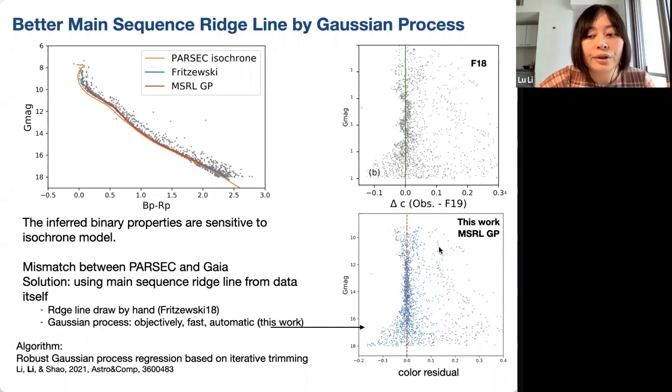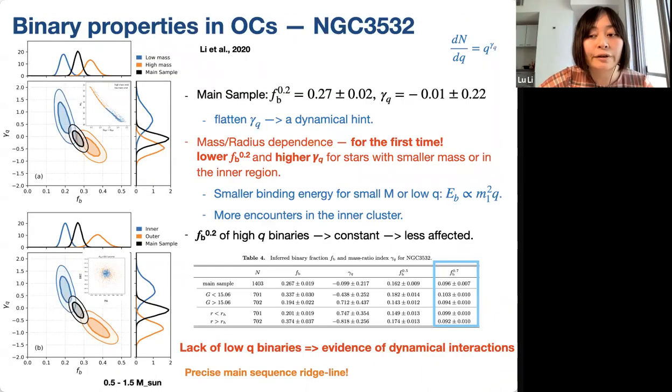And here we show the fitting result of NGC 3532. I would like to highlight this discovery. I find a lower binary fraction and a higher slope of the mass ratio distribution for stars with smaller mass or in the inner region. This is because of the smaller binding energy for smaller primary mass or for the lower mass ratio, and more encounters happen in the inner region of the cluster.